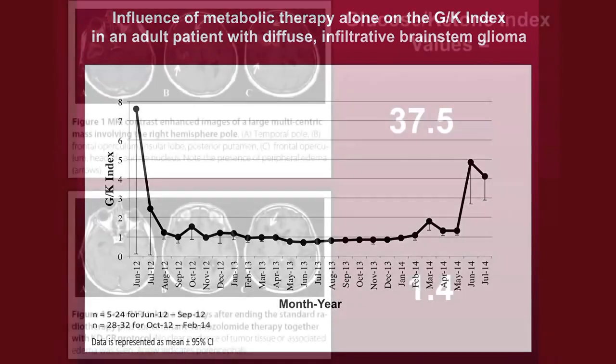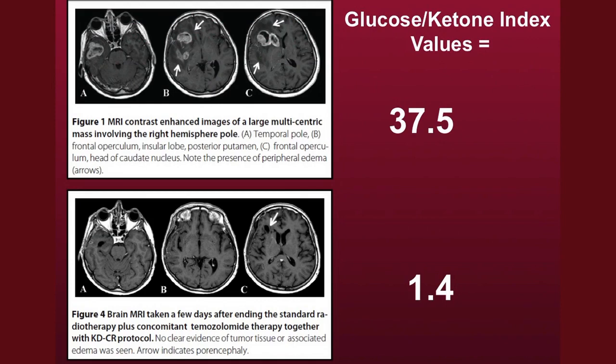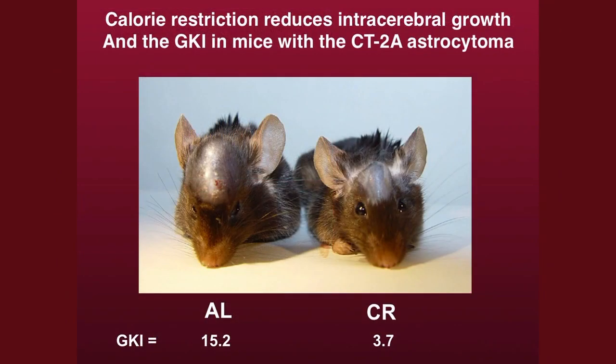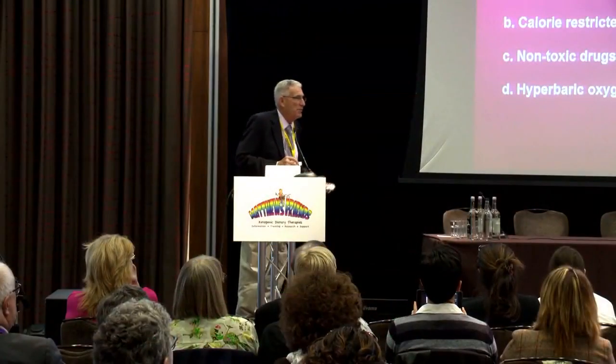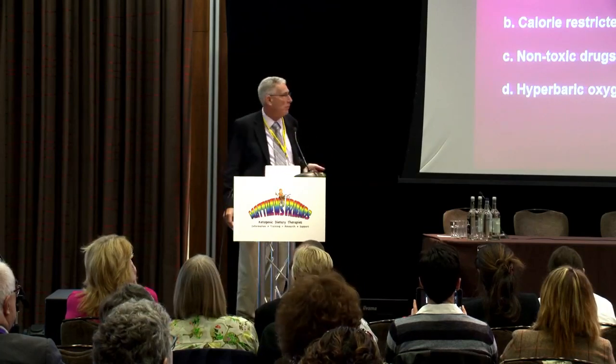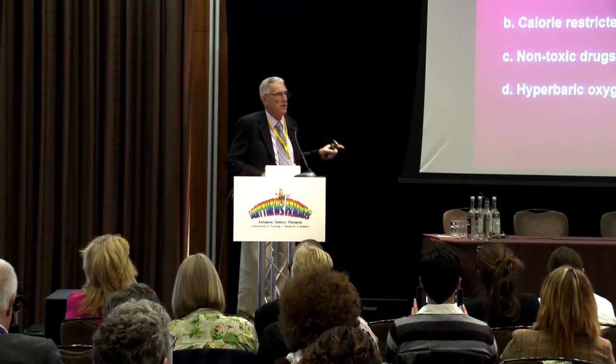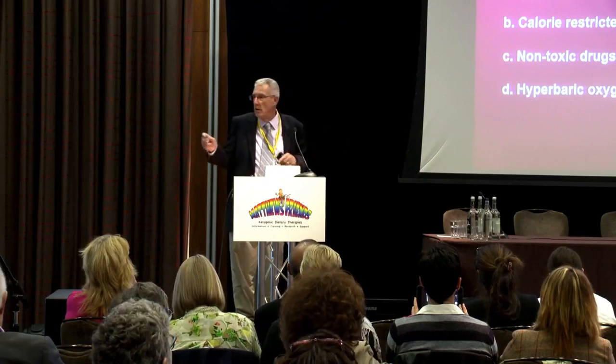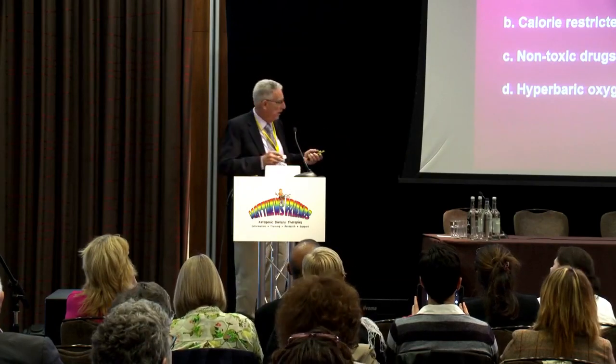So we went back and looked at Julio's mother, and here her index was 37.5 at the beginning, 1.4 during radiological resolution. We went back and looked at our mice, and you can see he was at 15.2, and then the tumor was small at 3.7. And we've now correlated that the lower the index, it seems to be associated with a better outcome. I think it will work with epilepsy, anything where you use a ketogenic diet where glucose and ketones are essential for the therapeutic management, we're going to get this kind of thing.